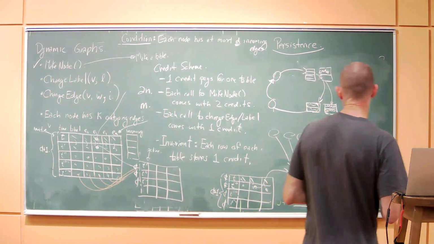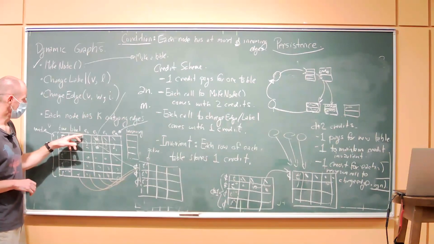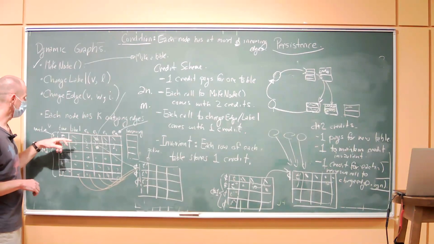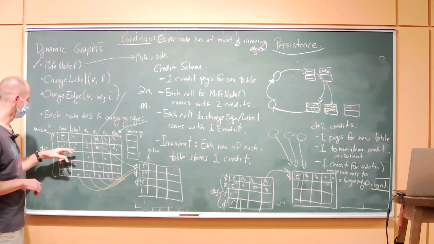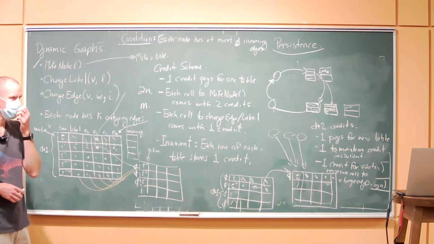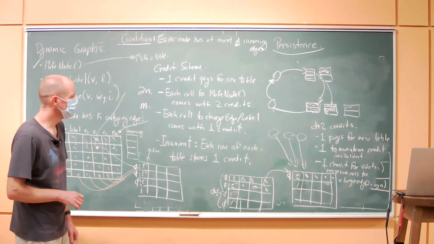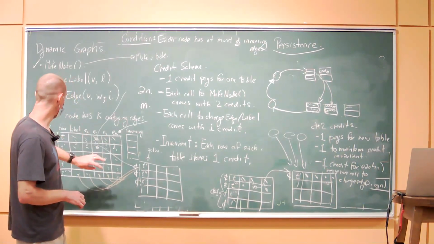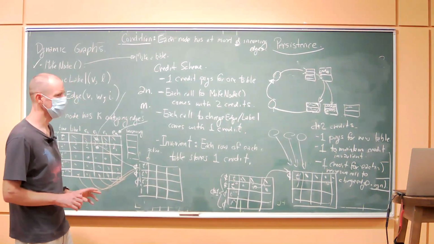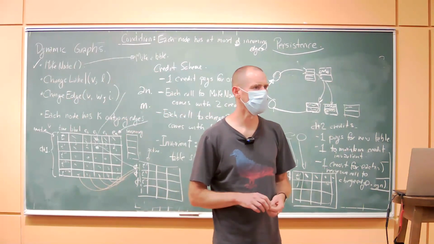Well, the actual space is 2n times k pointers times one label times d plus 1. I mean, there's a lot of constants in there. If all of these parameters are constant, k and d and whatever, I can say the space is linear. It's O of n, but it depends on what those constants are.